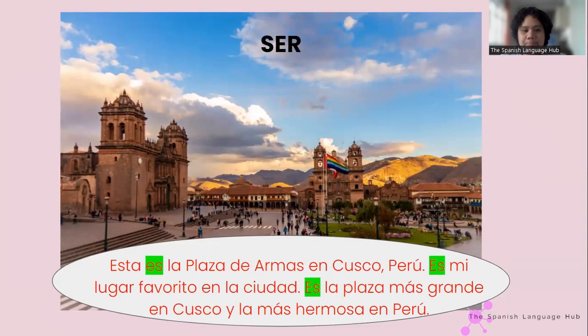Now, with more places. Por ejemplo, esta es la Plaza de Armas en Cusco, Perú. Es mi lugar favorito en la ciudad. Es la plaza más grande en Cusco y la más hermosa en Perú. So, here again, I am talking about the characteristics of this one place, which is la Plaza de Armas, the main square in Cusco. And I'm giving more characteristics, talking about this, my favorite, and that it's the biggest in Cusco.